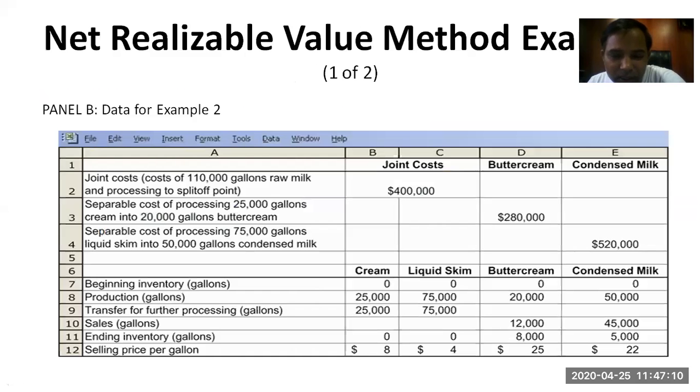See here, it is calculated. Now, if we see here, this is the joint cost. This is the cost allocated for cream, and this is the cost allocated for condensed milk. Now, if we see here, production, transferable cost, and ending inventory, and everything is given. So transferable cost is mentioned here.